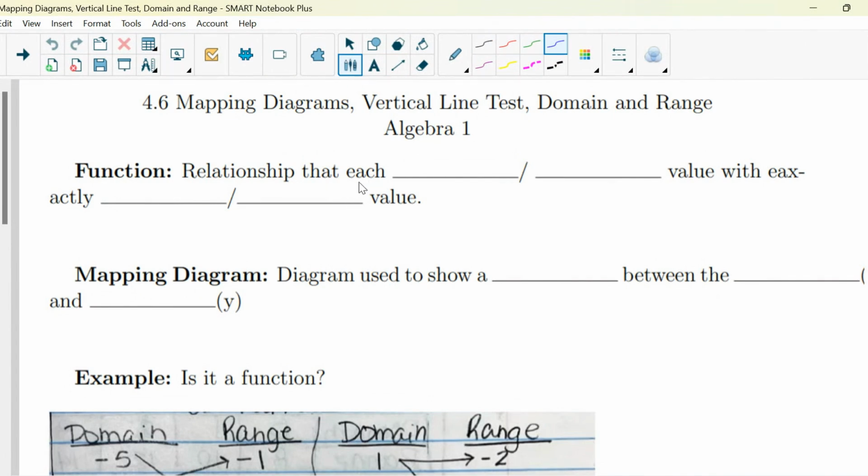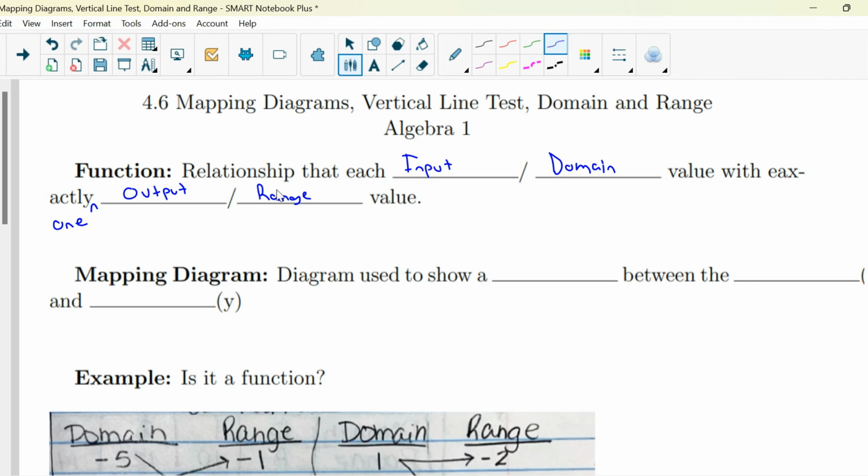A function is a relationship that pairs each input/domain value with exactly one output or range value. So as you guys can tell, domain and input are interchangeable. Range and output are interchangeable. So domain talks about our x values and range talks about our y values. We'll hit that later. Okay, first thing we're looking at is mapping diagrams.